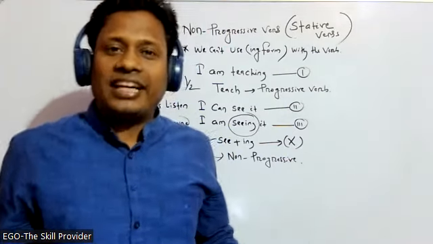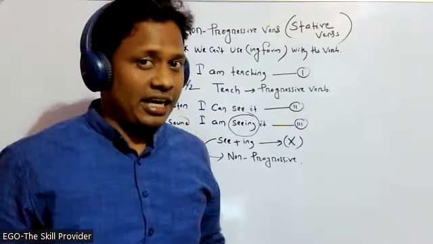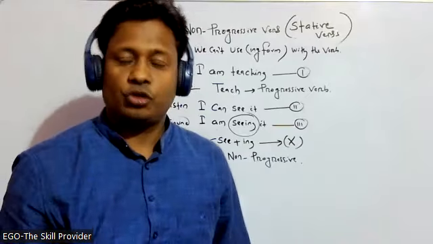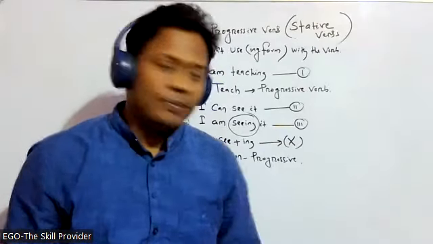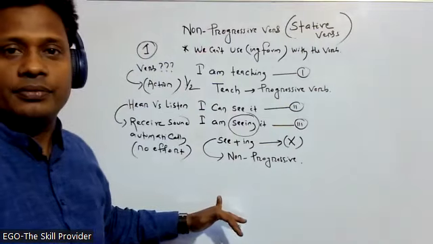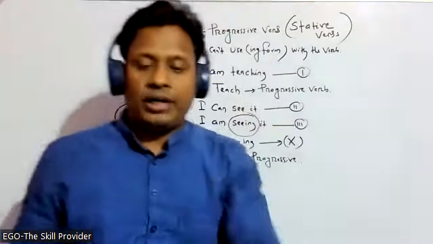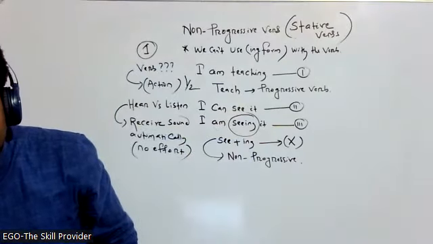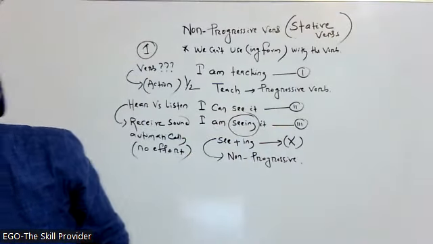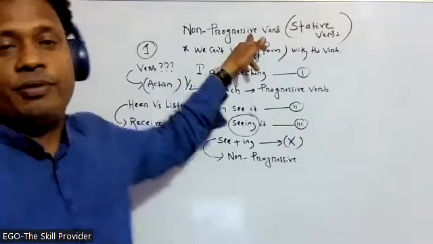You say, I have a car. I am having a car, wrong. So why is it wrong? Let me come to the second part. Because whenever you are trying to find it out, it is very important that you are supposed to use non-progressive verb.